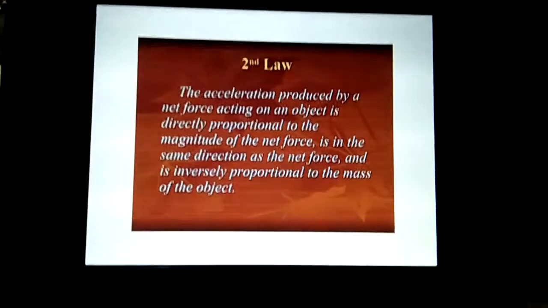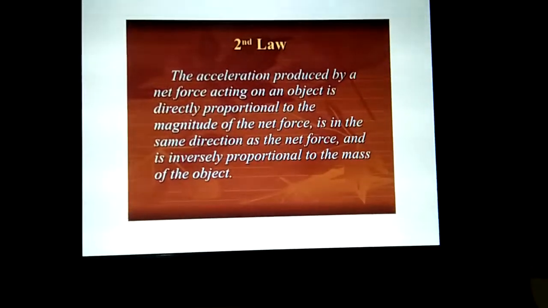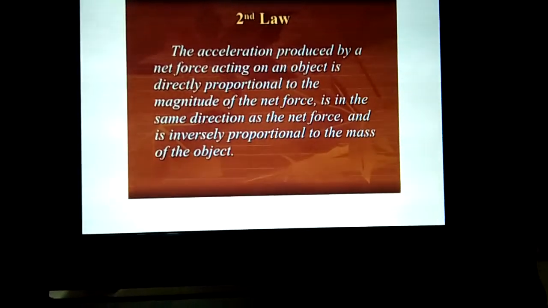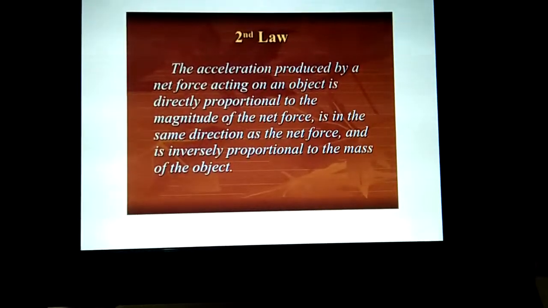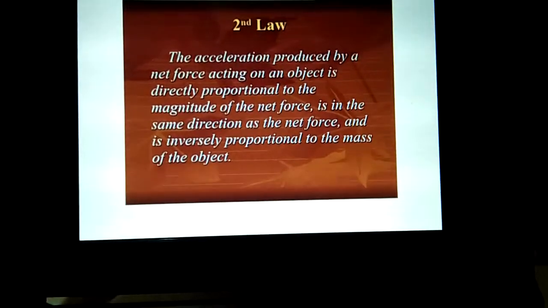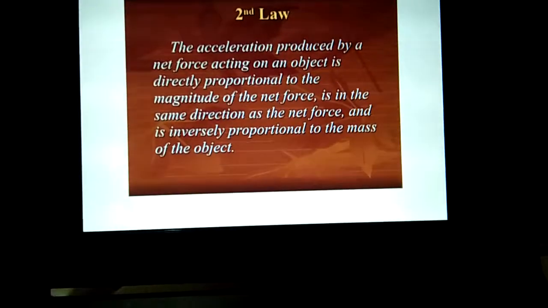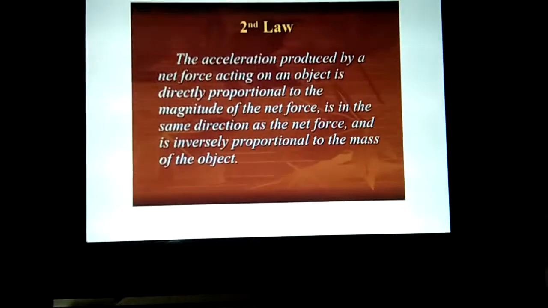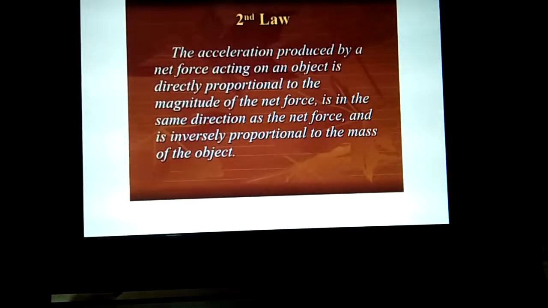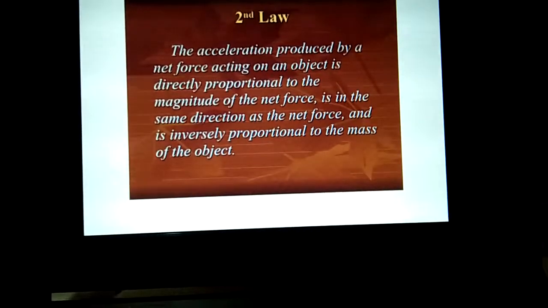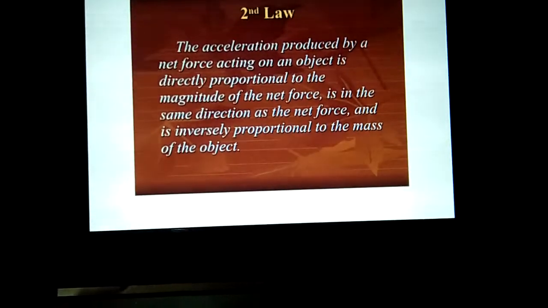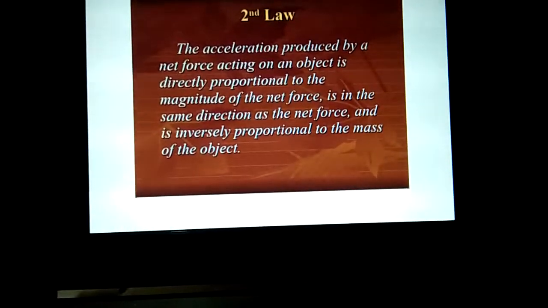Then, the second law. As we all know, the second law of Newton is acceleration. The acceleration produced by the net force acting on an object is directly proportional to the magnitude of the net force, is in the same direction as the net force, and is inversely proportional to the mass of the object.